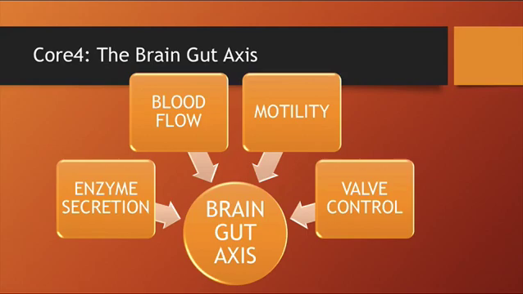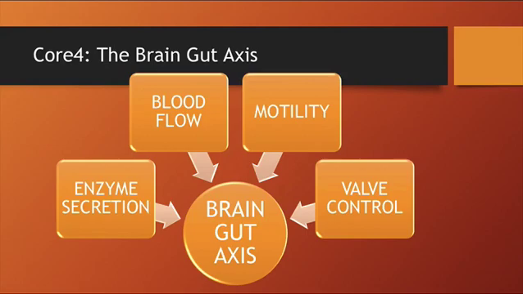So we get impaction, we get stewing and brewing, we get fermentation, we get putrefaction of proteins and all kinds of nasty things. And then the other thing that we see the brain-gut axis and the thyroid having some influence over is valve control. Now, what do I mean by that?